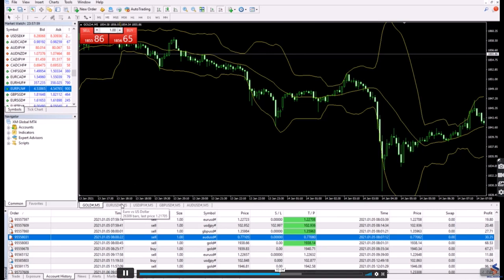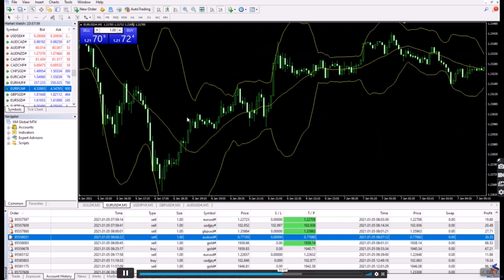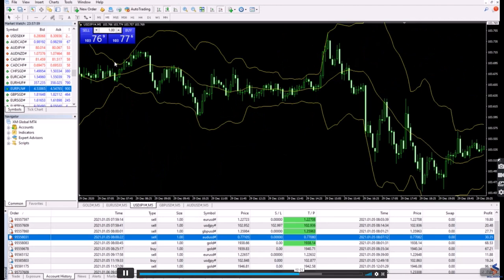Move on to the next currency. The Euro USD we have here is not counted. We have here cross, cross, cross, reverse at the 4th candle. Okay? This one, cross, cross, cross, reverse at the 4th candle.